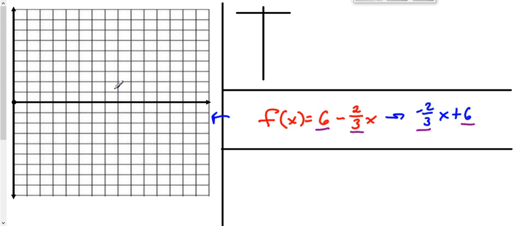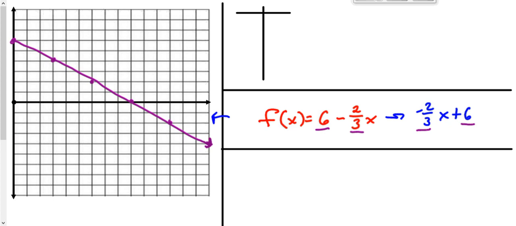So we start up 6. 1, 2, 3, 4, 5, 6. Down 2, right 3. Down 2, right 3. Down 2, right 3. Down 2, right 3. Down 2, right 3. Just gonna try to freehand this line. Not bad if I say so myself.